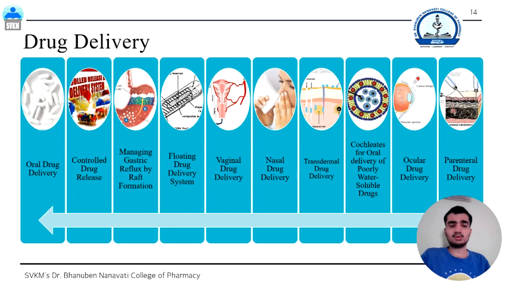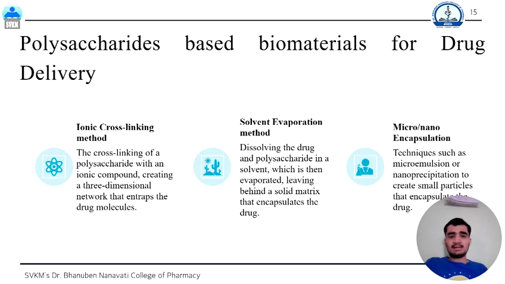Now the application of alginate in drug delivery, that it may be used as oral drug delivery, controlled drug release, managed in gastric reflux by raft formation, protein drug delivery system, vaginal drug delivery, nasal drug delivery, transdermal drug delivery, cochleate for oral delivery of poorly water-soluble drug, ocular drug delivery, parenteral drug delivery. Alginate being a polysaccharide is viewed as a biomaterial for drug delivery.